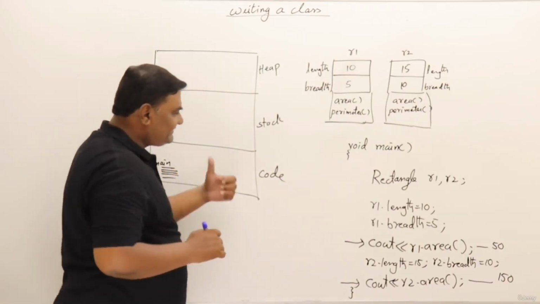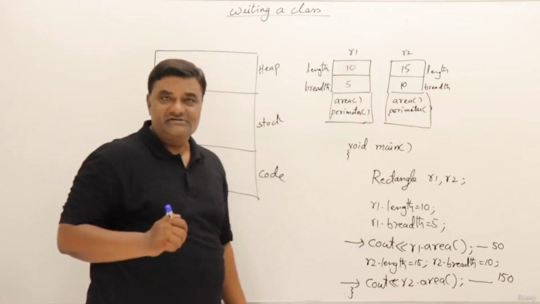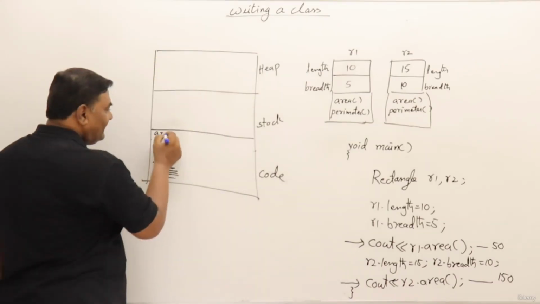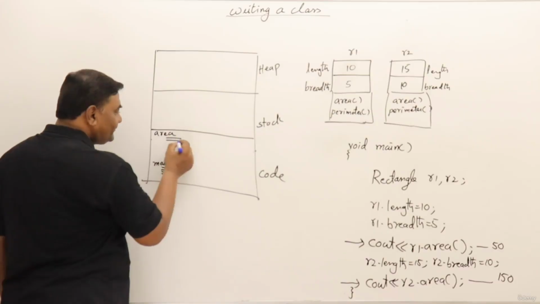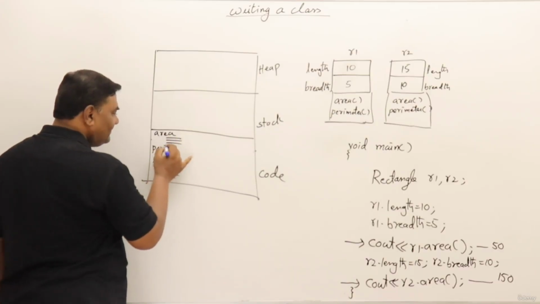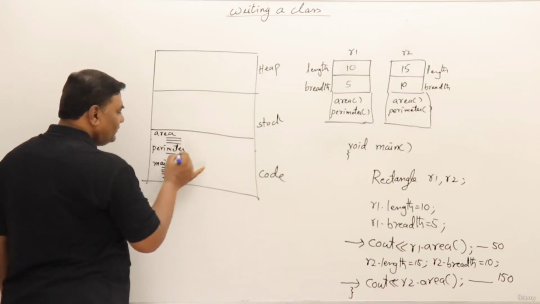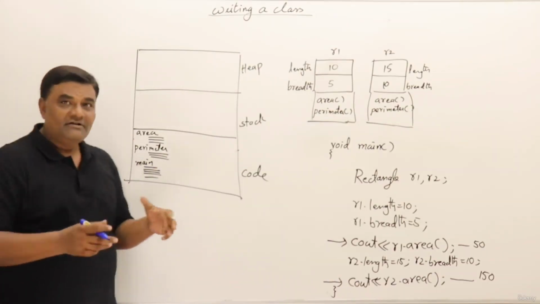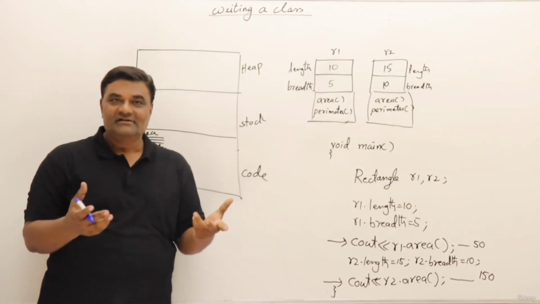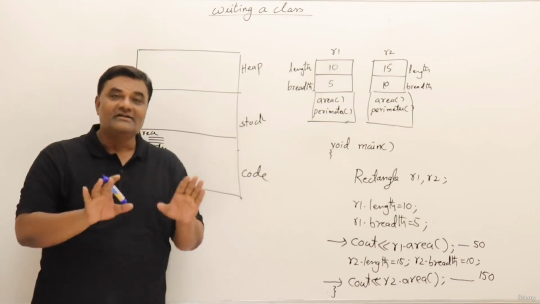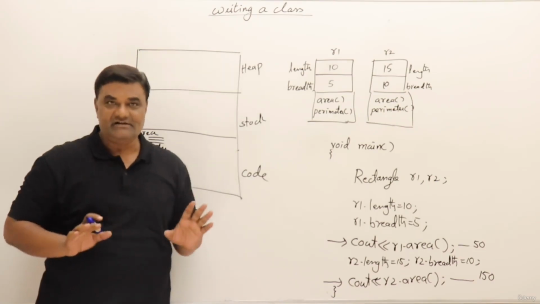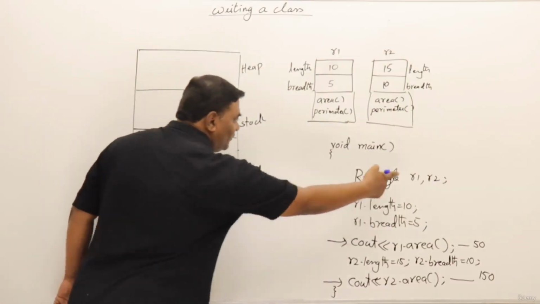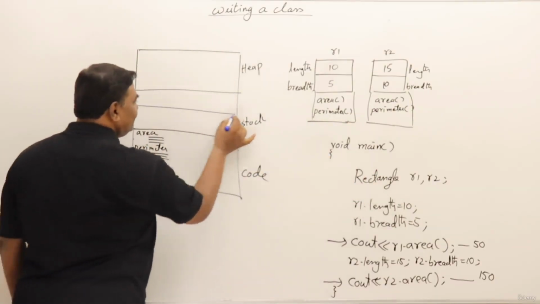Then actually inside the class we are having two more functions, area and perimeter. Then where they will be? Area and perimeter will also be present here. How many times? Only one time. So all three functions are here. Where is the class? Class definition is not there, just their functions are present here. Now, when the main function starts, two objects are created inside the stack.